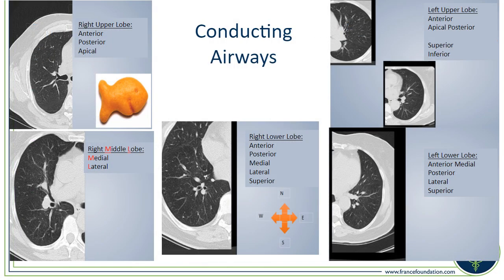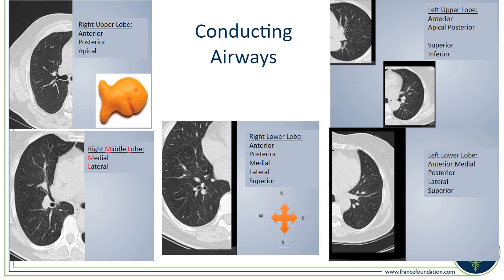Let's review quickly the anatomy of the main bronchi. So on the right side, we have 10 branches of the right bronchus, and on the left side, there are 8 branches. In the right upper lobe, there are anterior, posterior, and apical. When I see the right upper lobe bronchus, I can't help think it looks like a goldfish cracker. The right middle lobe bronchus has medial and lateral, which is fortunate because the initials for medial and lateral are like middle lobe, M and L.